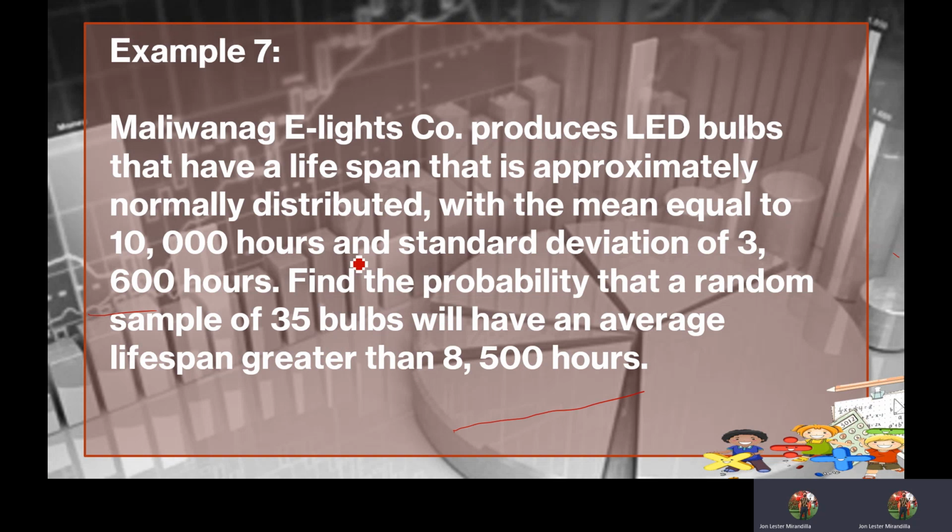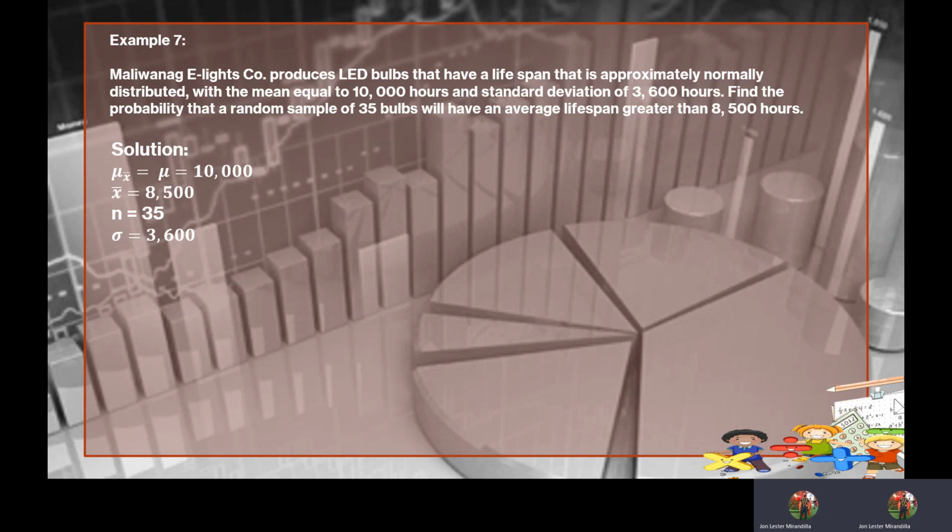So, ito yung hinahanap. The probability that a random sample of 35 bulbs will have an average lifespan greater than 8,500. So, classify natin yung mga given. We have the population mean mu, 10,000. Our random sample, 35. Ito yung n. And yung ating standard deviation is 3,600. Our n is 35 and our x bar is 8,500. Ito yung pinapahanap. Ito yung identification or pinapa-classify.